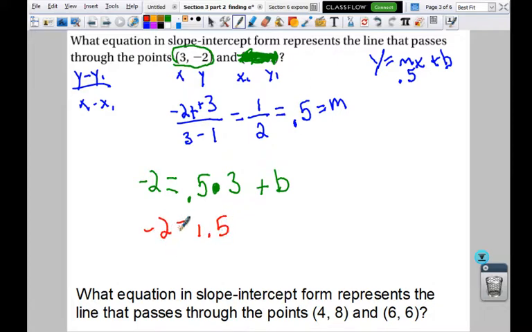So let's see. Still got negative 2 equals. I got a plus b here still. All I did was multiply these two things together.